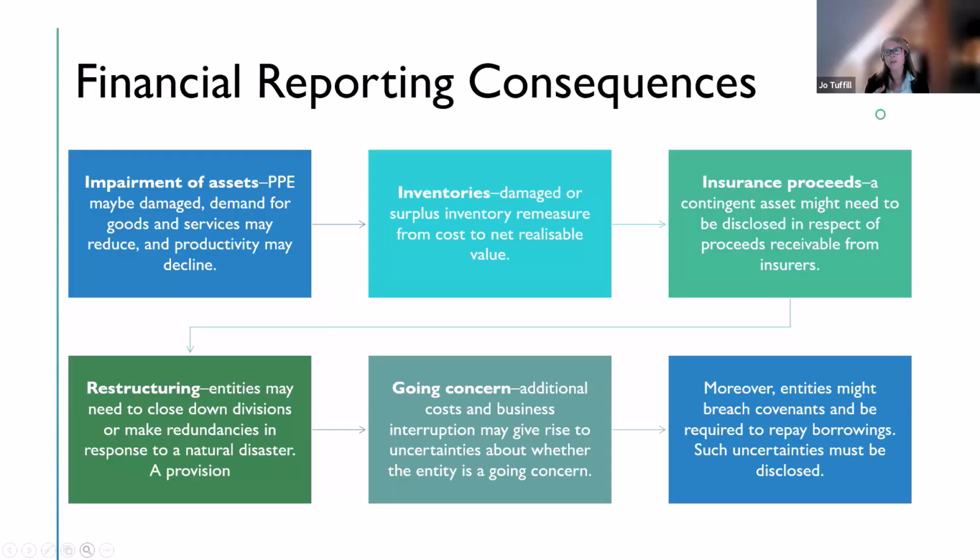There are lots of other IASs and IFRSs which would come into this. You don't need to know all of them or pick all of them. You just need to be able to talk about some of them, which you can focus in on the scenario, and the scenario will lead you.